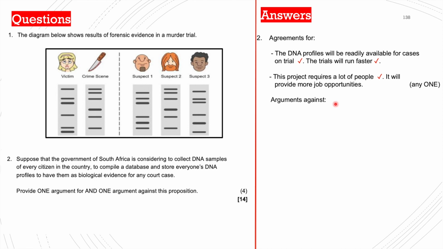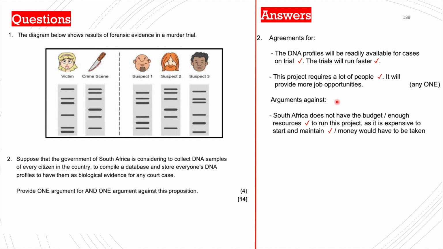What about arguments against? Remember, the question requires you to provide one argument for and one argument against. Okay, guys? Therefore, one of these two will suffice. Now, let's look at argument against. You may answer to say South Africa does not have the budget or enough resources to run this project, as it is expensive to start and expensive to maintain.